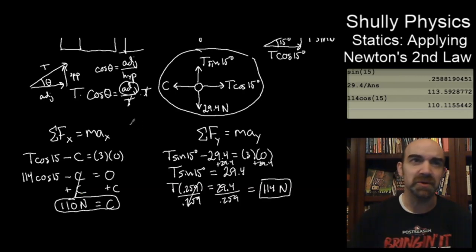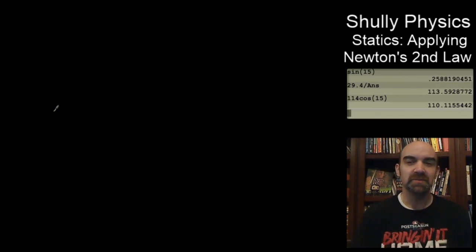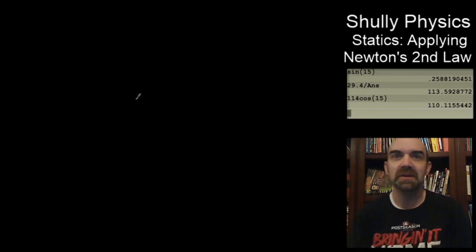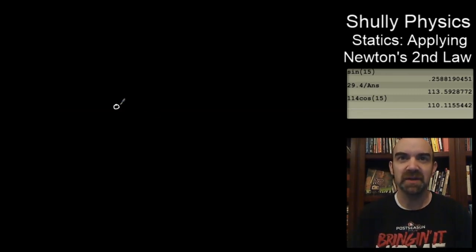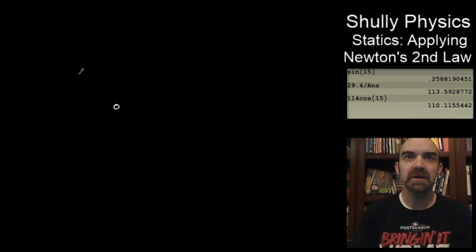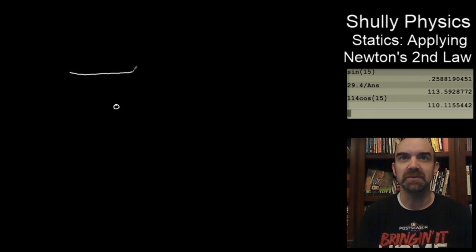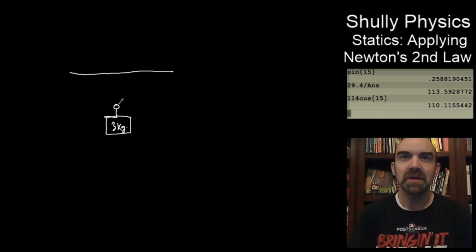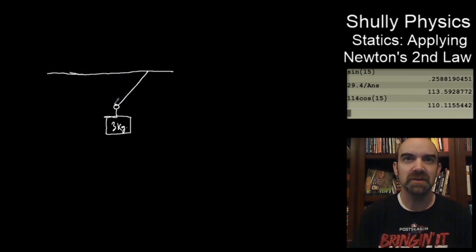Now I'm going to do one more scenario. And this one's not related to the veggie stand. But let's just say we have that same sign. And we got sort of an unconventional way to hold it up. Okay, so we're going to take that same 3 kilogram mass. I'll just make it a generic 3 kilogram mass here this time. Now I'm going to have two tensions. They're going to be at sort of different angles here.